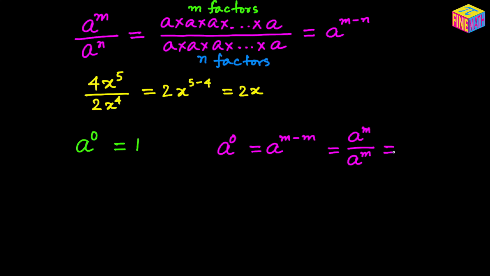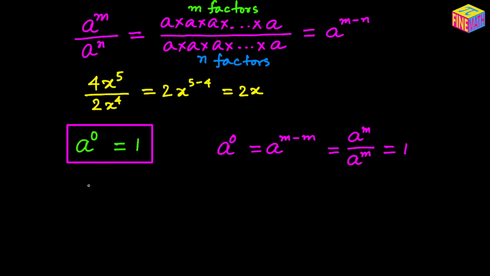Now from here you see our numerator and the denominator are both the same number. So equal numbers dividing each other become 1. So ultimately this will become 1. That is how we got a to the power 0 as 1. It is very important, so you want to make a note of this.